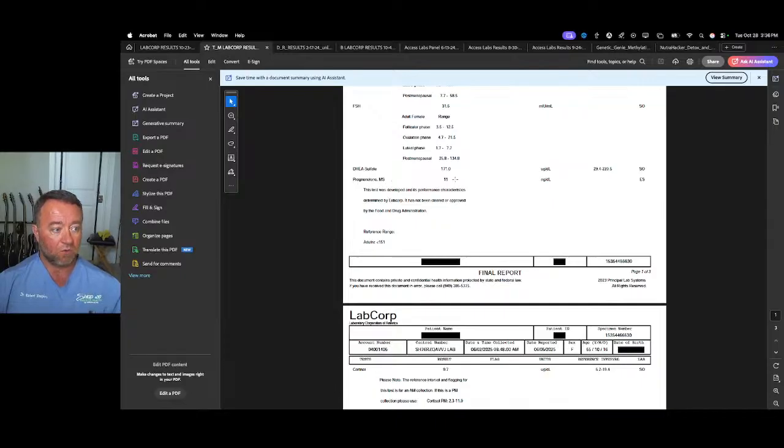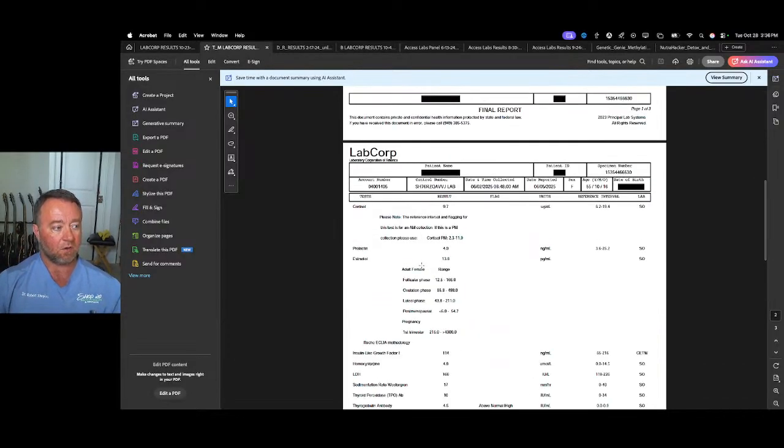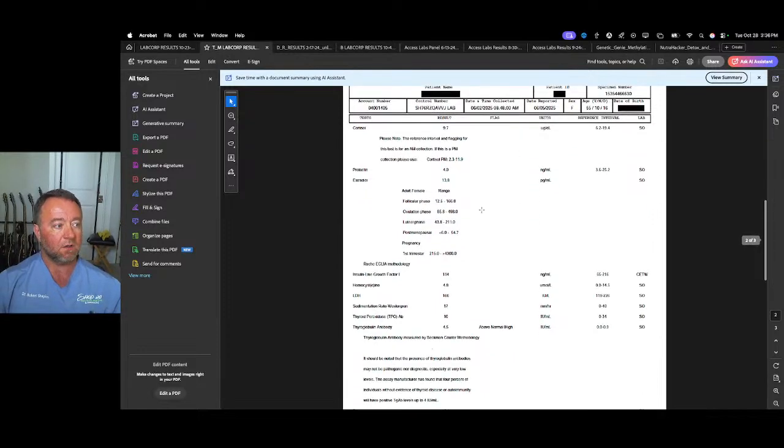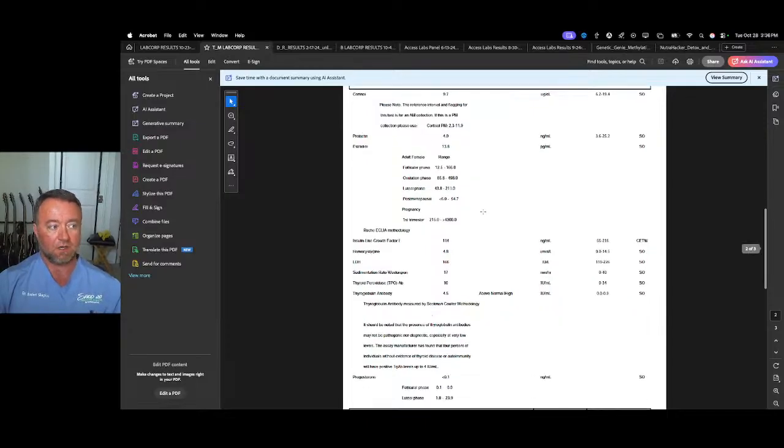She is only at 11. So likely she's having downstream issues; she doesn't have enough raw material here to produce downstream hormones. If we look at her cortisol, her levels are decent. Her prolactin levels are good. She doesn't need a lot of prolactin.